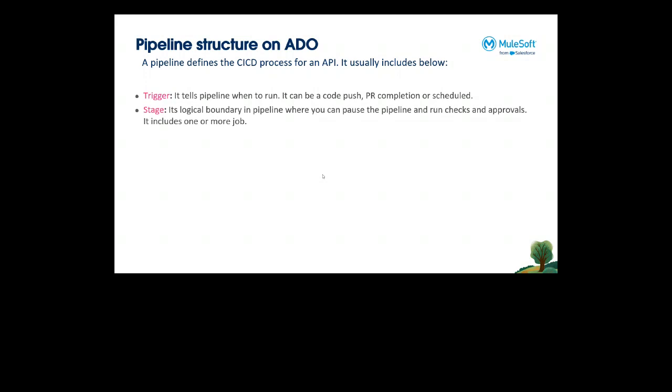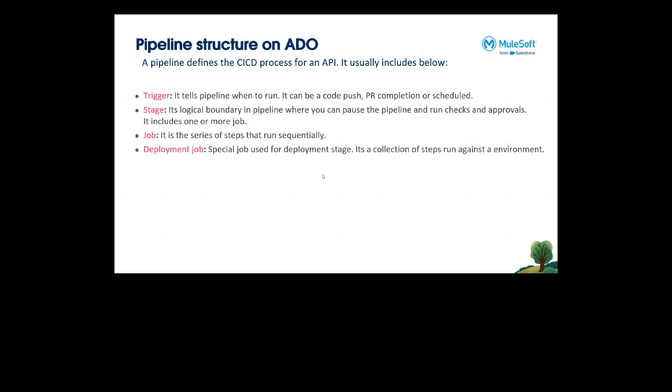Stage is a boundary in the pipeline. A pipeline is usually made of one or more stages, and these stages are usually like build and deploy to the different environments. Then we have jobs, which are a series of steps that are part of a stage. A deployment job is a different kind of job that is usually used for a deployment stage. The benefit is that we can link a deployment stage to an environment on ADO, and from this deployment job we can see all the deployment history.